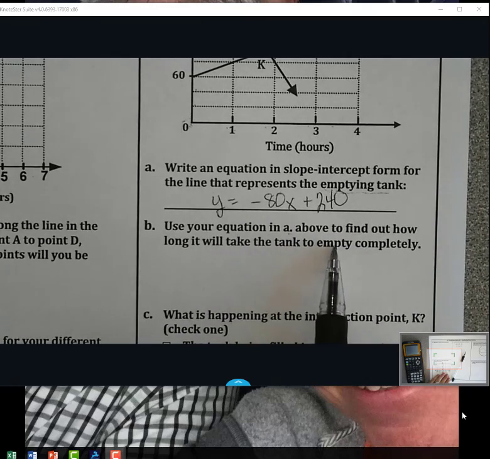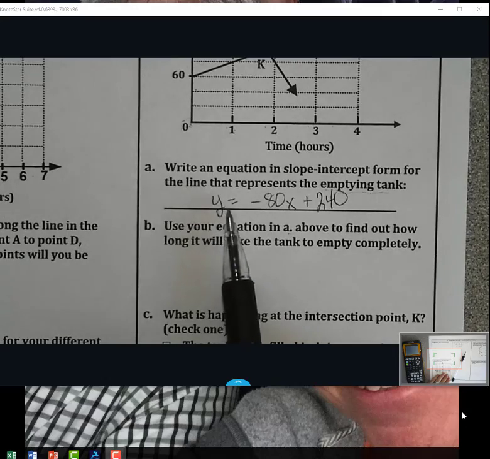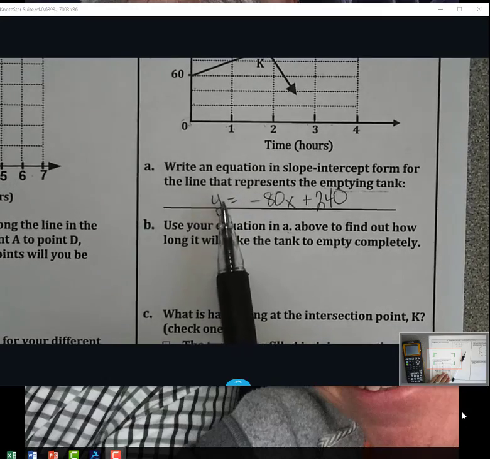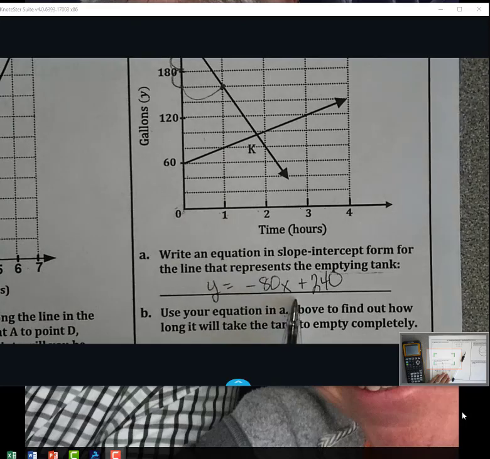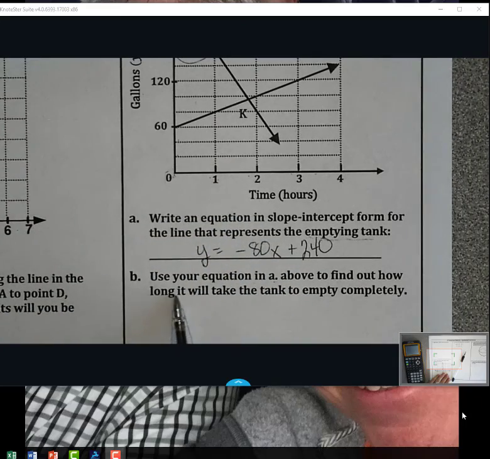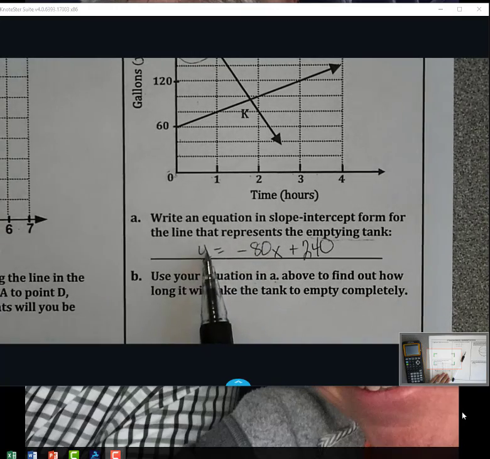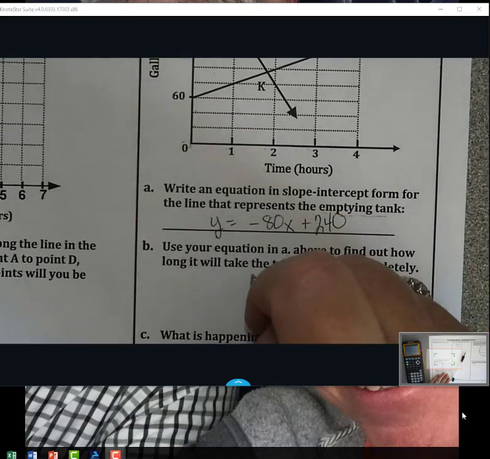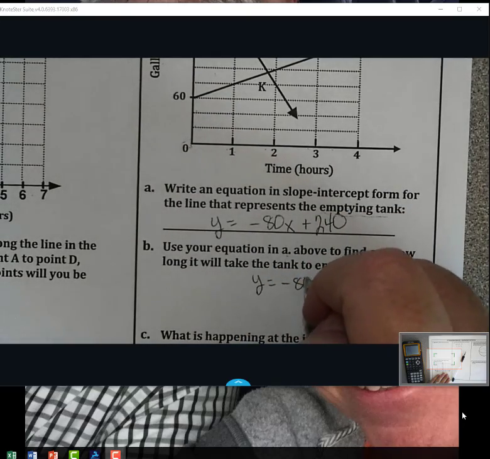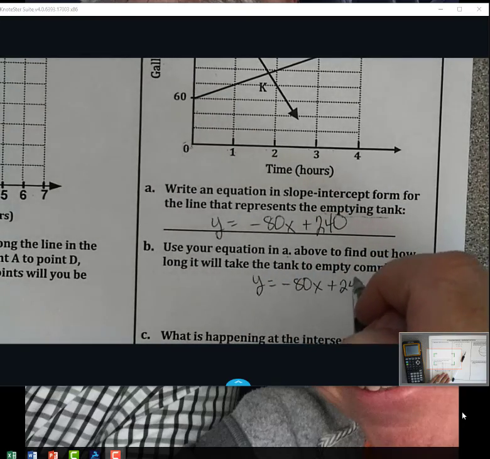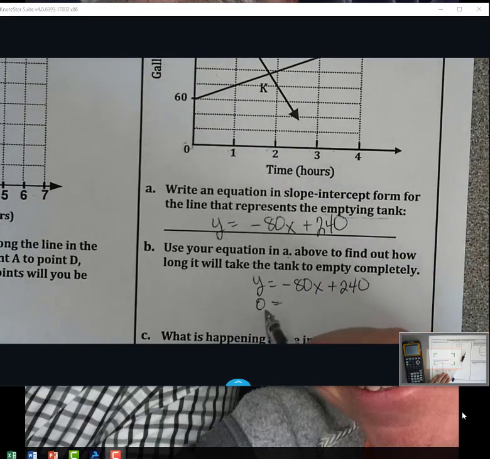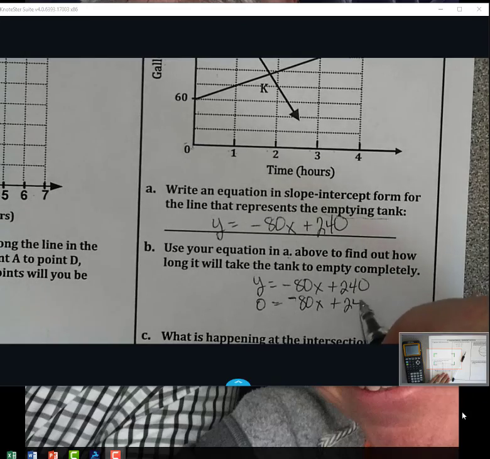Well, if the tank empties out completely, then the number of gallons that are left is 0. Because this represents gallons, right? And this represents time. They're asking us how long it's going to take. They're asking us for x when the tank is completely empty, when the tank is equal to 0. So starting with y equals negative 80x plus 240, I'm going to say that the tank is empty, so 0 gallons. And now I will just solve for x.